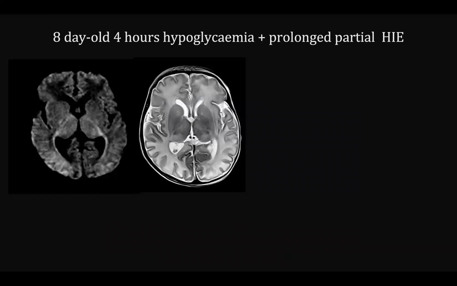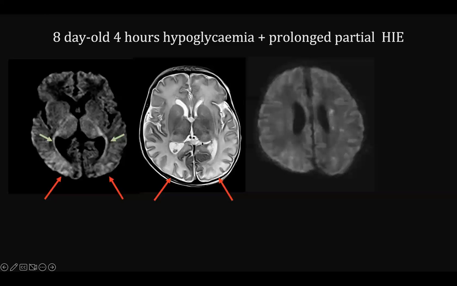This is another case with hypoglycemia and prolonged partial HIE. Now, look carefully at the T2. There is edema here in the posterior aspect of the brain on T2. And although this DWI is affected by artifact, you see the optic radiation showing restriction and the posterior limb of the internal capsule also showing restriction. So this is pre-Wallerian degeneration. This is hypoglycemia damage, typically involving the posterior aspect of the brain.